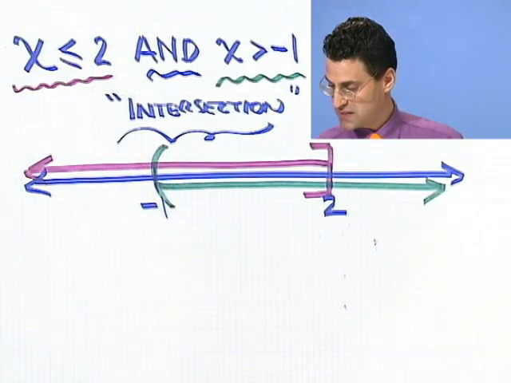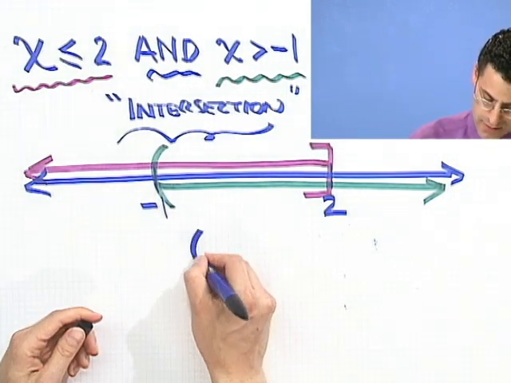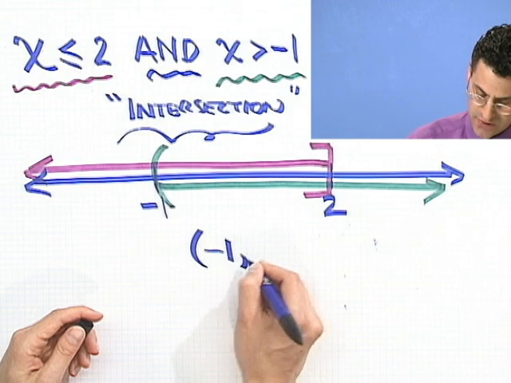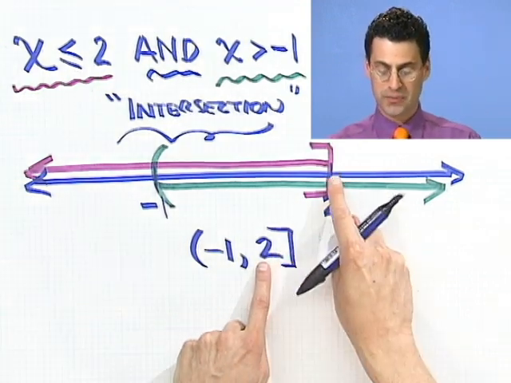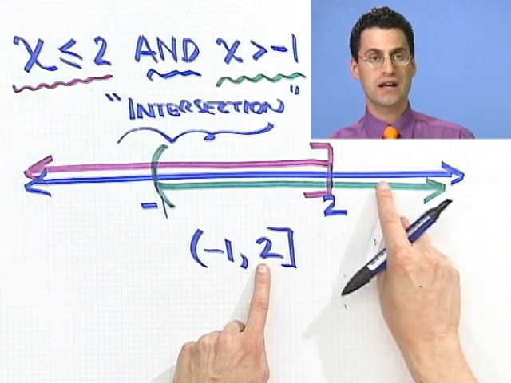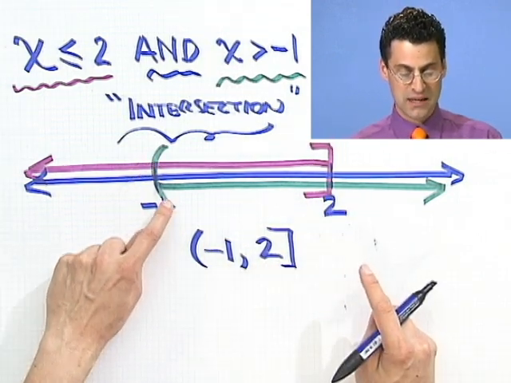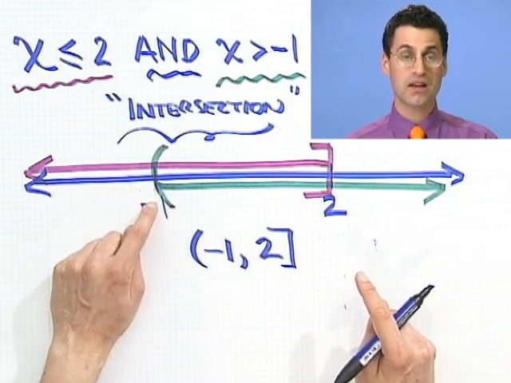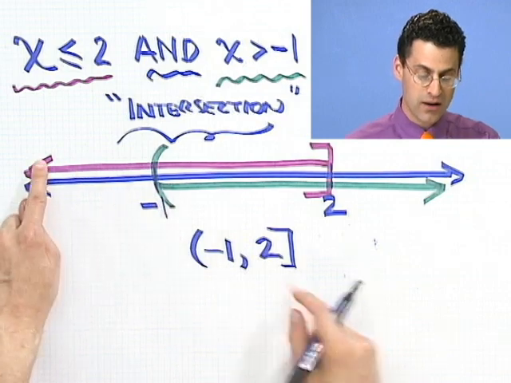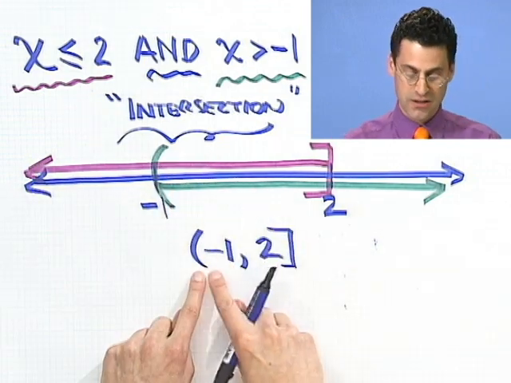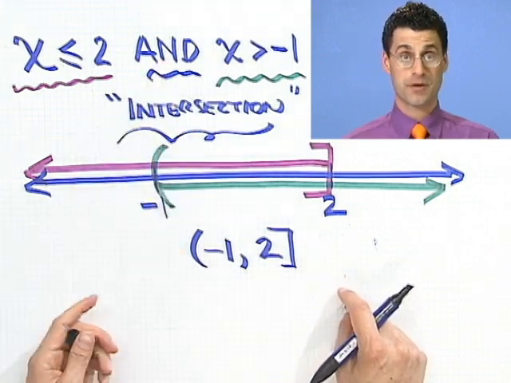So I could say it this way. I could write it as it's all the points that are between minus 1 and 2. And notice that I include 2 because 2 is part of the intersection. The green actually contains that point. But notice that the green does not contain minus 1. Minus 1 is a point they don't have in common. It's in the cyan one, but it's not in the green one. So it's not in the intersection. That's what and means. And means intersection.